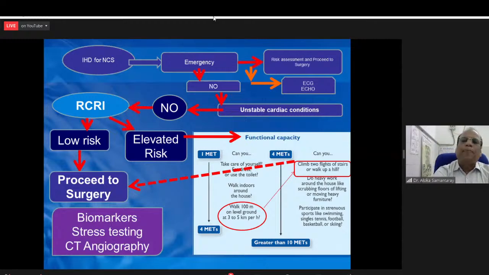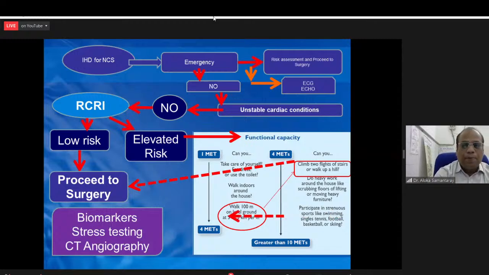That can be easily verified if the patient is able to climb 2 flights of stairs, that means around 15 to 25 stairs, or the patient is able to walk up a hill, or walk on level ground at a speed of around 6 to 6.5 km per hour for at least 100 meters. In case the patient is having more than 4 MET functional status, despite the elevated risk, still one can proceed for the surgery without any further investigations.